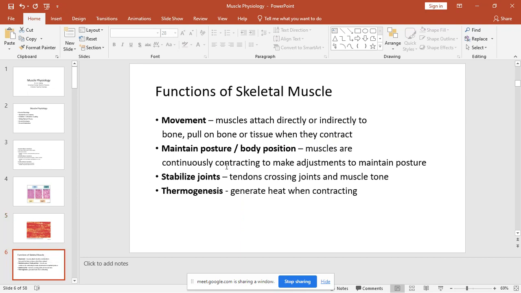Okay, as we've mentioned already, we're going to focus a little bit on the skeletal muscles, then the cardiac and the smooth muscle. So functions of the skeletal muscle, as you know already, they're important in movement, they're important in helping us maintain posture and body movement, they're important in helping us to stabilize joints, and of course, they're important in generating heat as and when required.